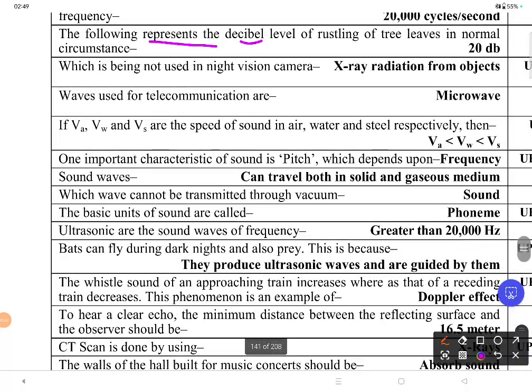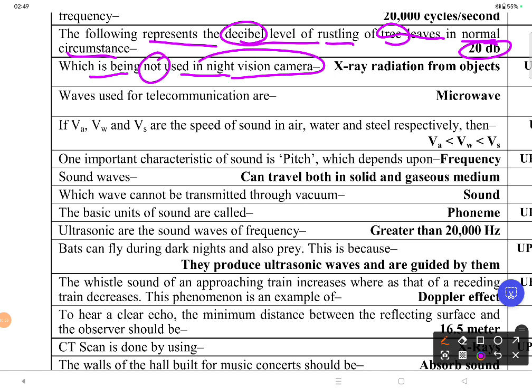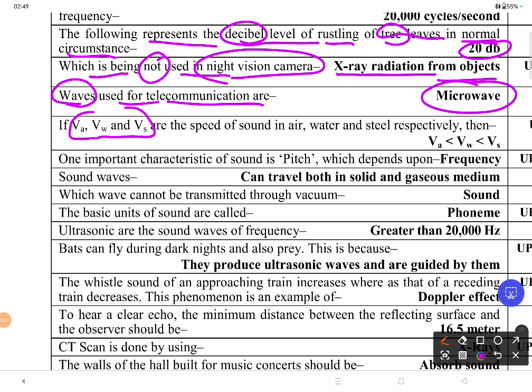Which of the following represents the decibel level of rustling of tree leaves in normal circumstances? 20 dB. Which is not used in night vision camera? X-ray radiation from objects. Waves used for telecommunication are microwaves. If VA, VW, VS are the speed of sound in air, water and steel respectively, then VA less than VW less than VS. One important characteristic of sound is pitch, which depends upon frequency.